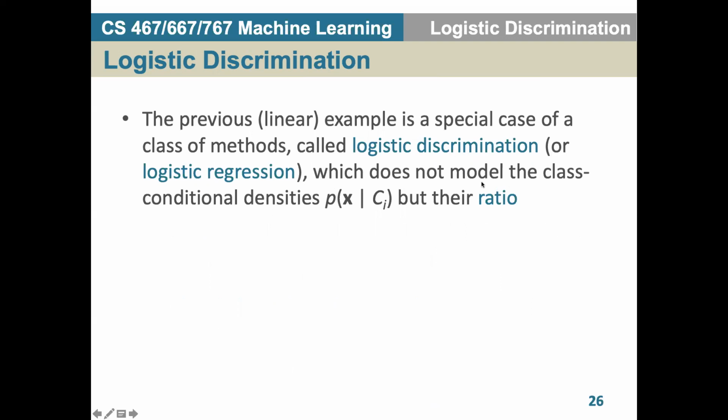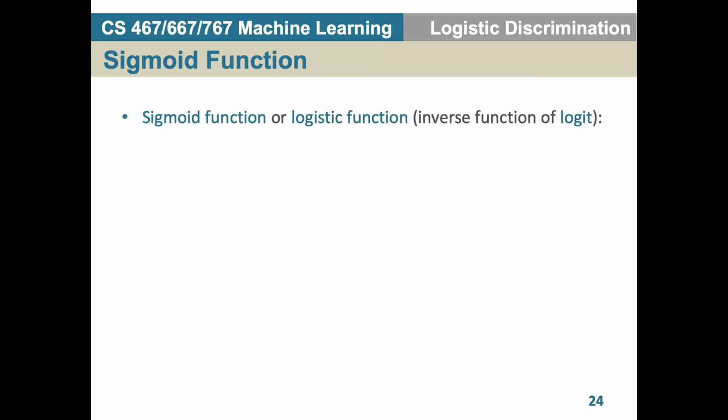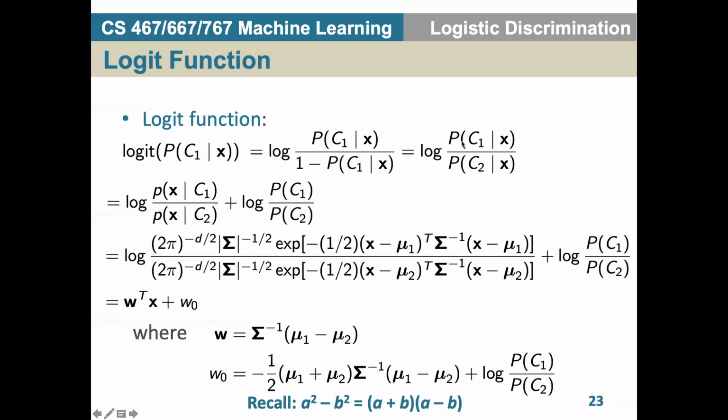So here, this class of problem, actually, the key feature is this. The method does not model the class conditional probability, the Gaussian probability, how likely you belong to class i, you generate this, right? But we model the ratio. We model this ratio: how likely you belong to the positive class compared with the other class you don't want.